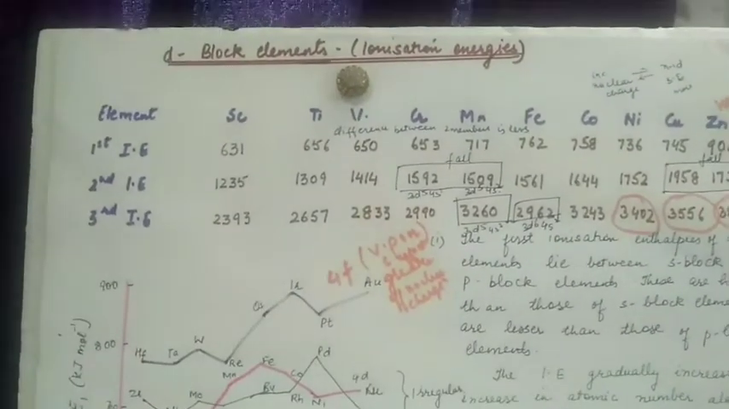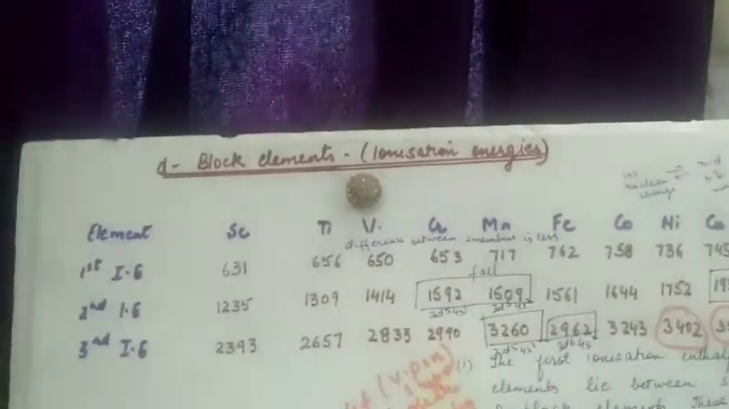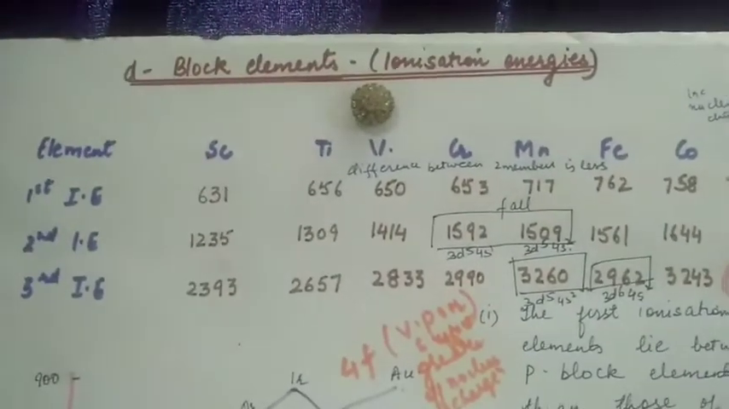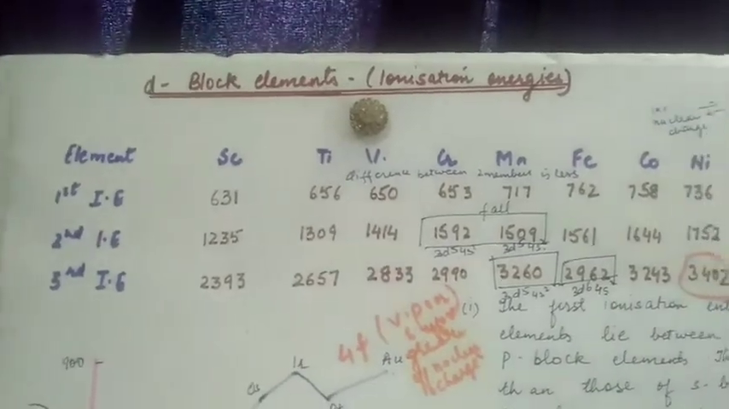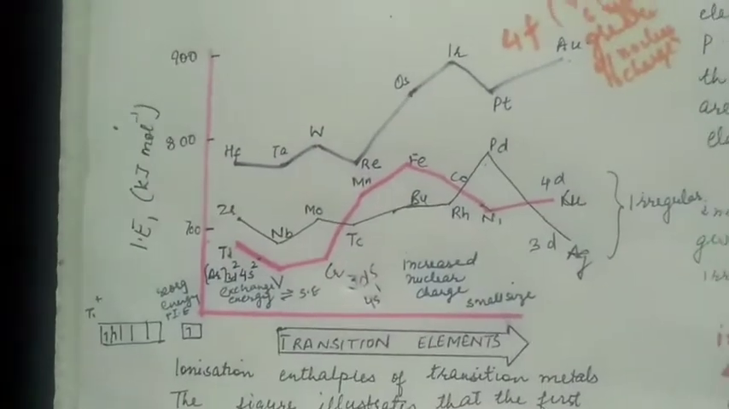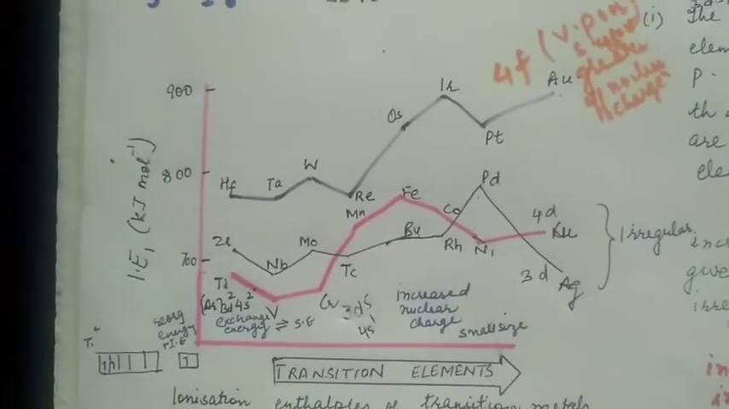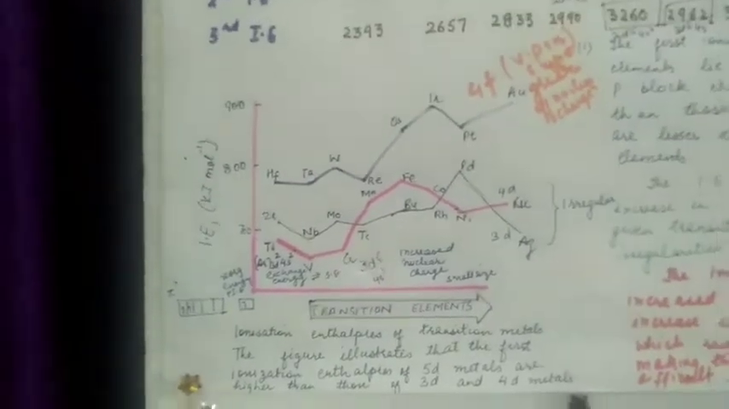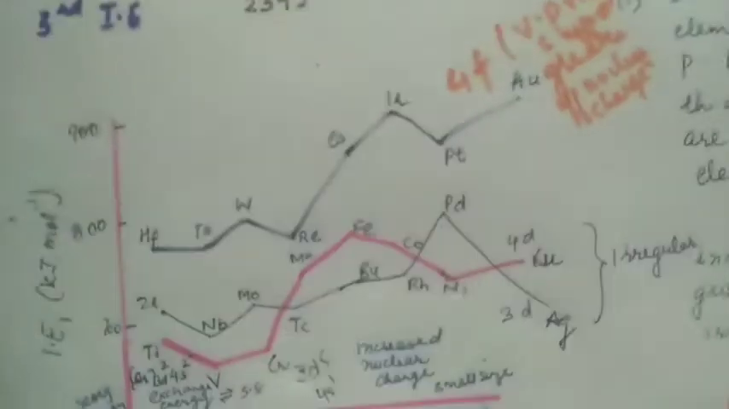The topic that we do today is ionization energy in d block elements. So here's the data of the first transition series of d block elements. This graph shows the variation of first ionization enthalpy of all the three transition series, that is 3d, 4d and 5d.